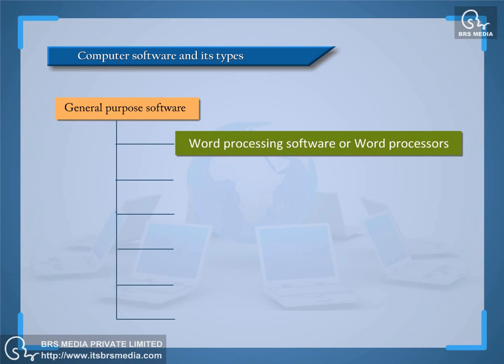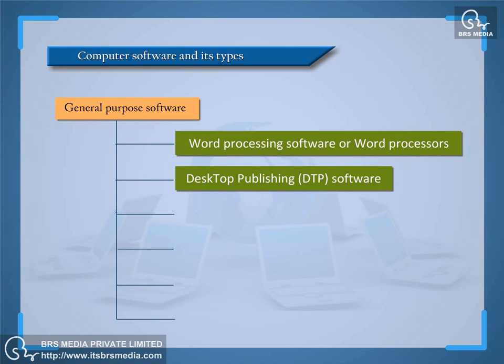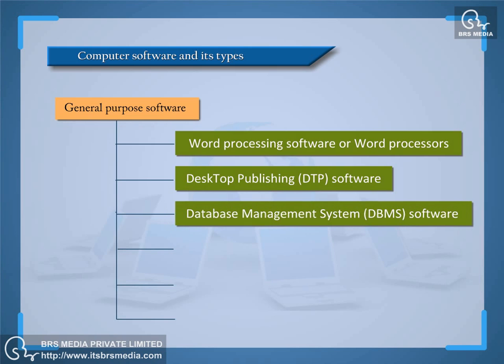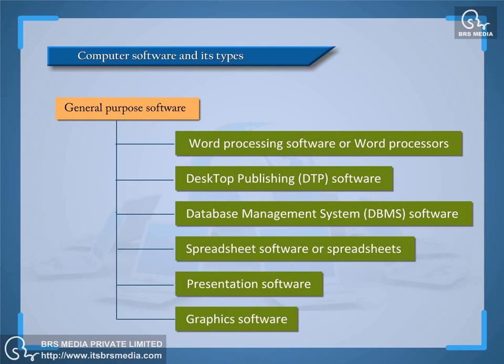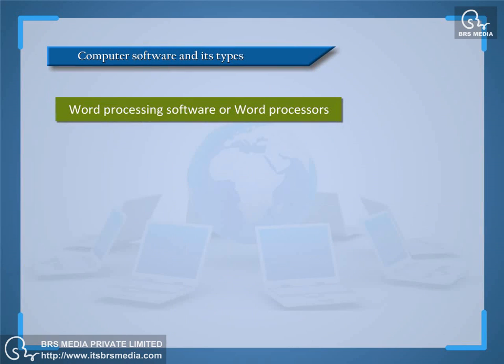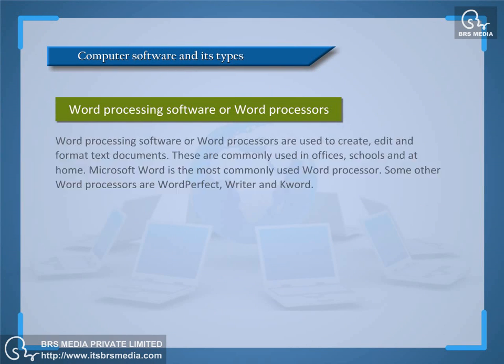Word processing software or word processors. Desktop publishing (DTP) software. Database management system (DBMS) software. Spreadsheet software or spreadsheets. Presentation software. Graphics software.